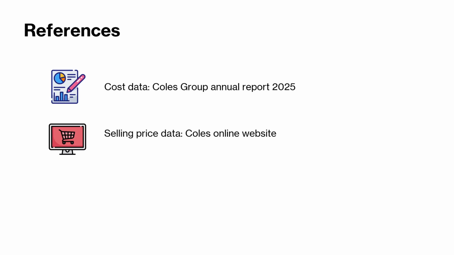And to end up, these were my references, where I got everything from the course group annual report for this year. And the selling price data was from the online website, and I calculated my own average. So yeah, thank you. That was my video, and I hope you guys learned something about profit modeling and break-even analysis.